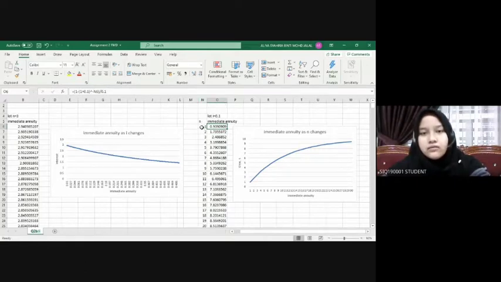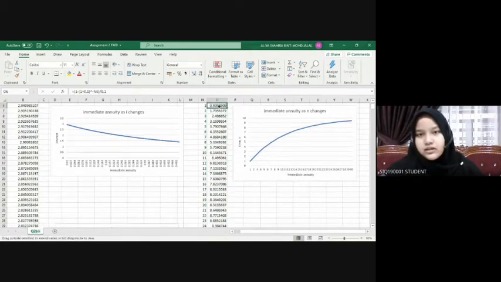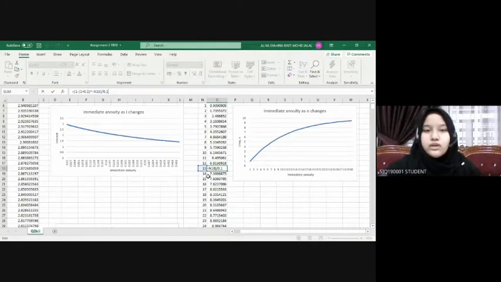And n for this example, n is 1 on the cell N6. So we type in N6 divided by 0.1, and then we press enter, and then we get the value of immediate annuity. And then we drag it all the way until 30, until n equal to 30. And then we can see that for each n, the n in the formula for immediate annuity correspond to the n that we have assigned it to be.